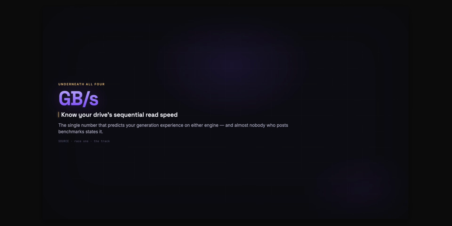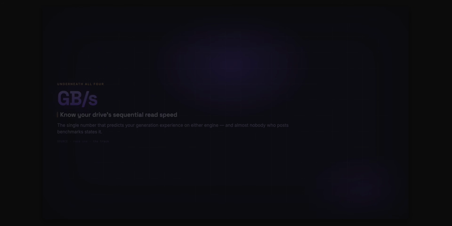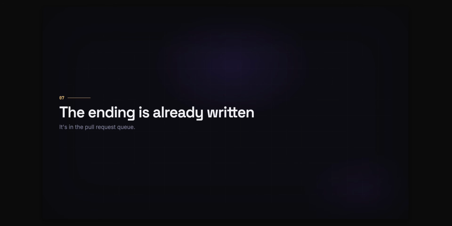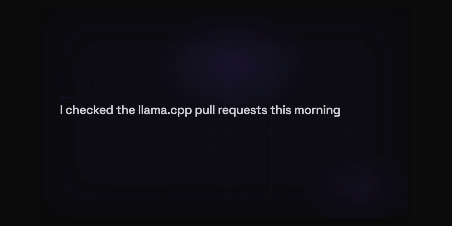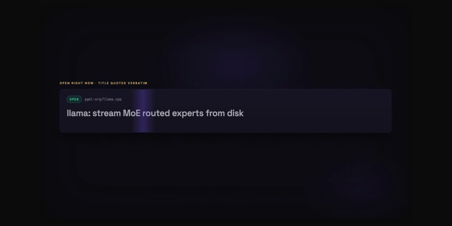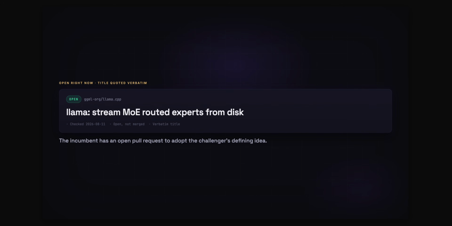The ending is already in the pull request queue. Now the part that makes the Rivalry framing obsolete. I checked the llama.cpp pull request this morning from my own environment. One thread open right now carries this title, verbatim, "Llama: Stream MoE routed experts from disk." Read it again. The incumbent engine has an open pull request to adopt the challenger's defining idea.